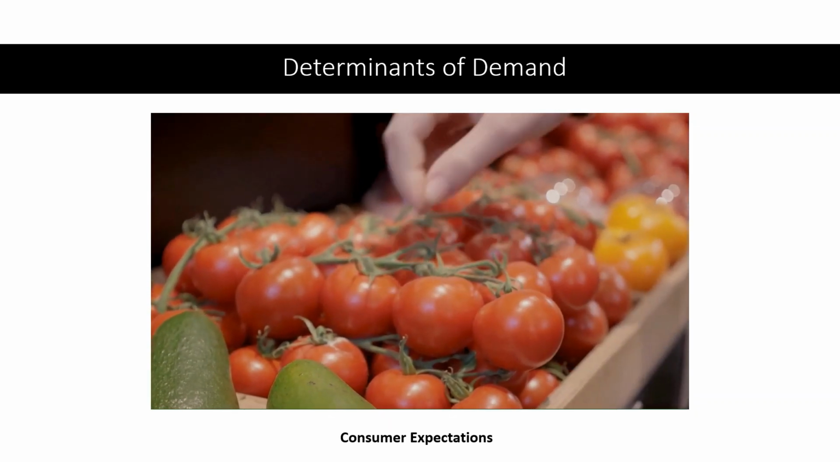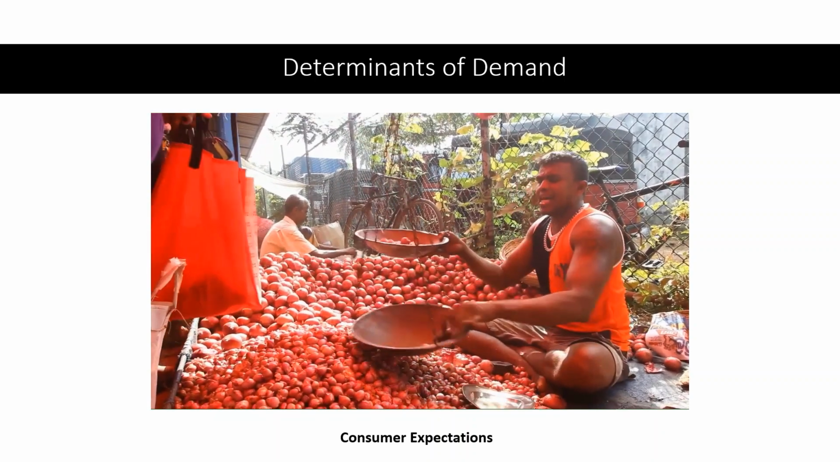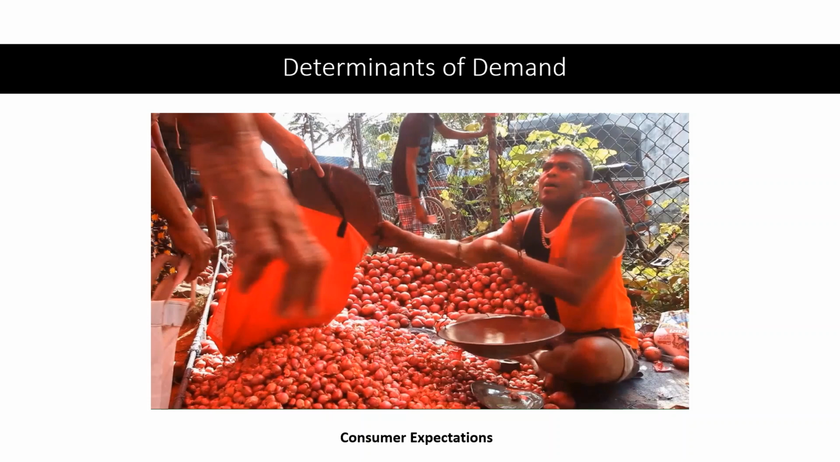Now, what about consumer expectations? Suppose I'm a consumer and I believe that the prices of tomatoes or the prices of onions may go up next week. So I tend to buy more tomatoes or more onions this week. So what has happened? The demand for tomatoes and onions has gone up because of the consumer expectation that the prices of these commodities may rise next week.